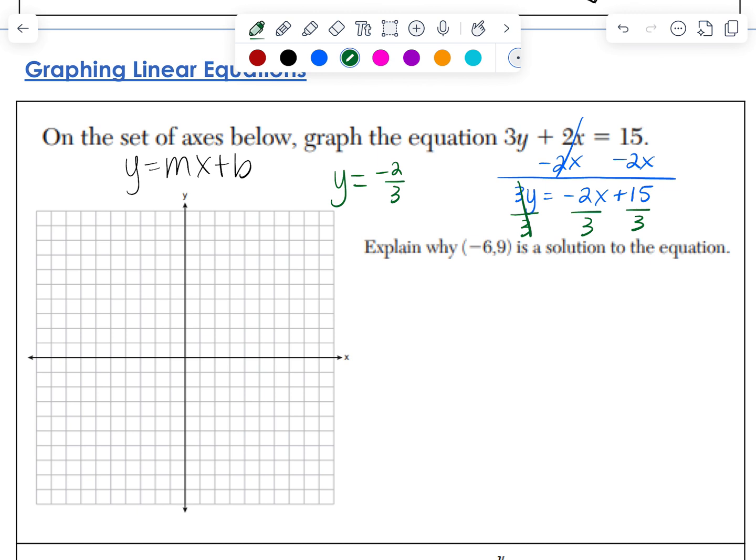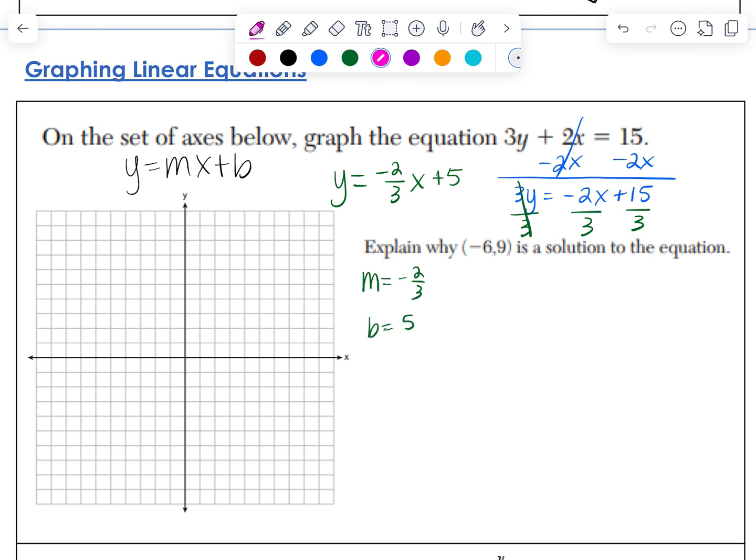The -2/3, if you were to put that in the calculator, you'll see it's just a repeating decimal. So we want to keep that, plus 5. This graph does not have numbers on it, but that's okay. You can just count the lines. My m equals -2/3. My b equals 5.